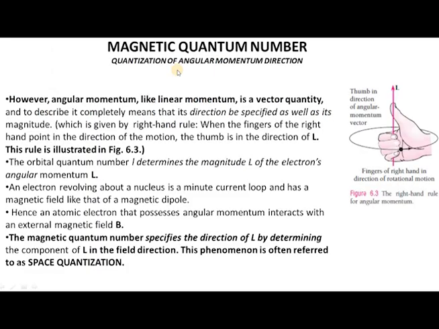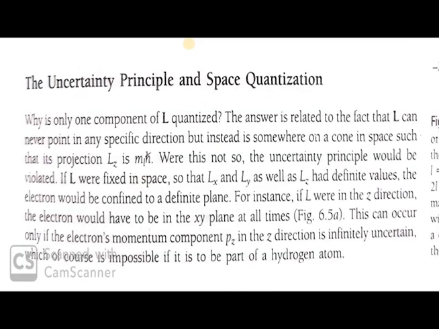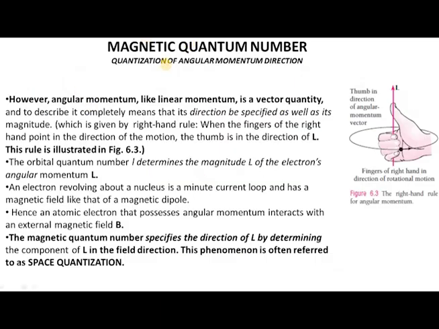So the third thing that we have to study is what is the significance of the magnetic quantum number ml. And this magnetic quantum number ml signifies the quantization of angular momentum direction. Angular momentum is a vector quantity having magnitude. Magnitude is quantized with orbital quantum number and the direction is quantized with magnetic quantum number. Angular momentum, like a linear momentum, is a vector quantity. And we can completely describe it in terms of direction as well as magnitude.